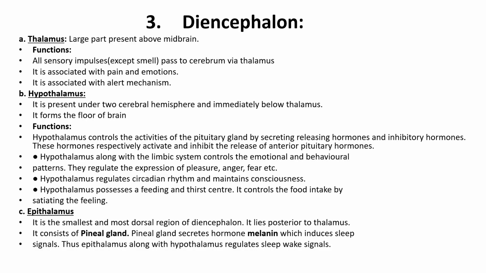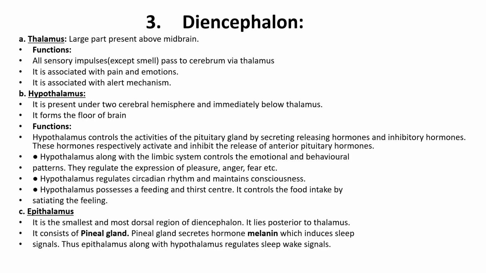The hypothalamus, along with the limbic system, controls emotional and behavioral patterns. They regulate the expression of pleasure, anger, fear. The hypothalamus also regulates circadian rhythm and maintains consciousness and homeostasis. The hypothalamus possesses a feeding and thirst center. It controls food intake by satiating the feeling.